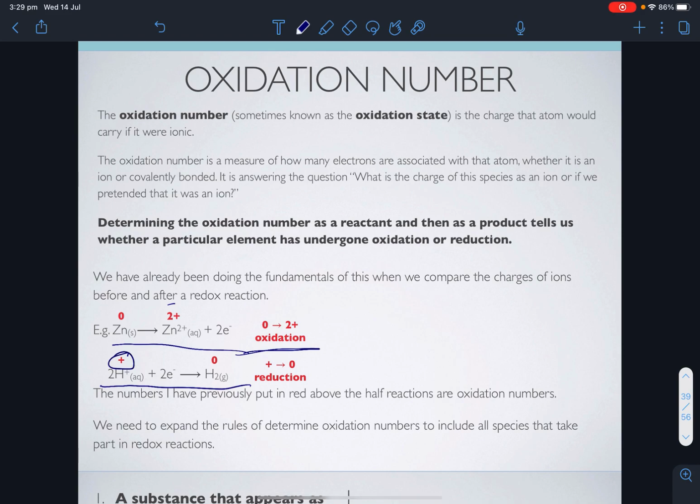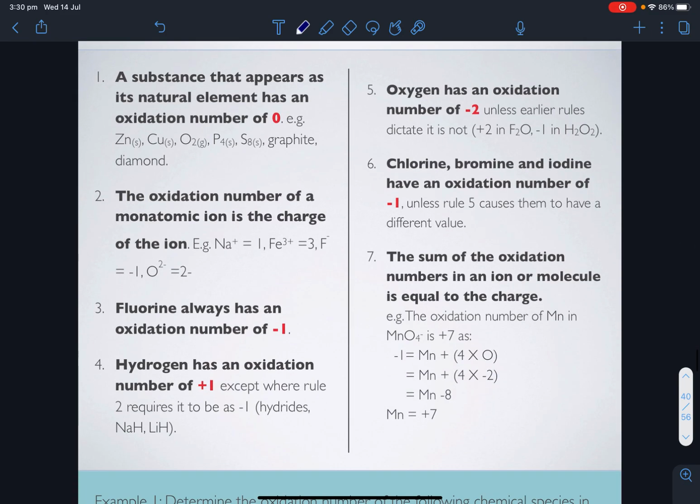Here, our charge on our ion was positive, and then there was no ion, so it had a neutral charge. So it went from positive 1 down to 0, so it was a reduction, okay? So the numbers I've put in red are actually the oxidation numbers that we're going to be talking about. So we've kind of been doing it, but we're going to expand on it a bit more. But we need some rules to help us out. And there's a few rules, but you'll get used to them.